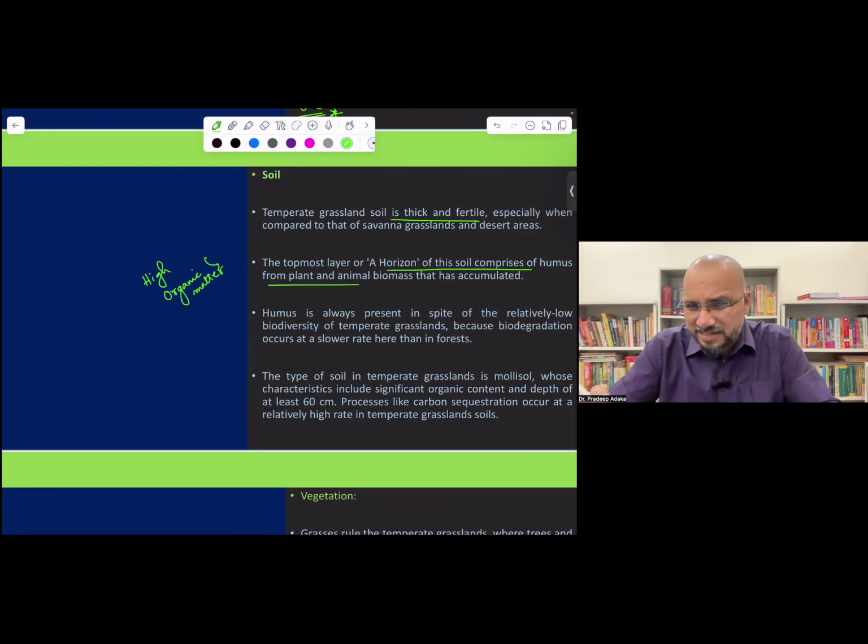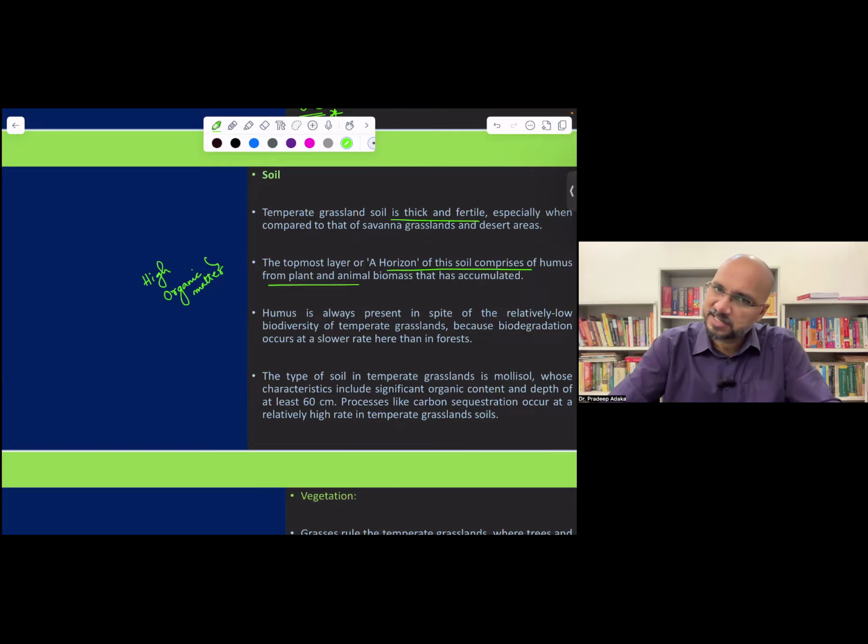Now why is the organic matter high? Because roots contribute biomass. They contribute a lot of biomass. Again, these roots or the biomass that is contributed by the grasses, the organic matter, it will not decompose very fast because the temperatures are low, especially in the winter months.